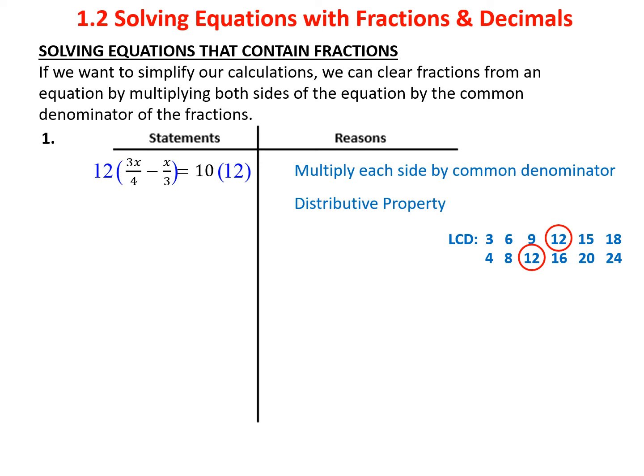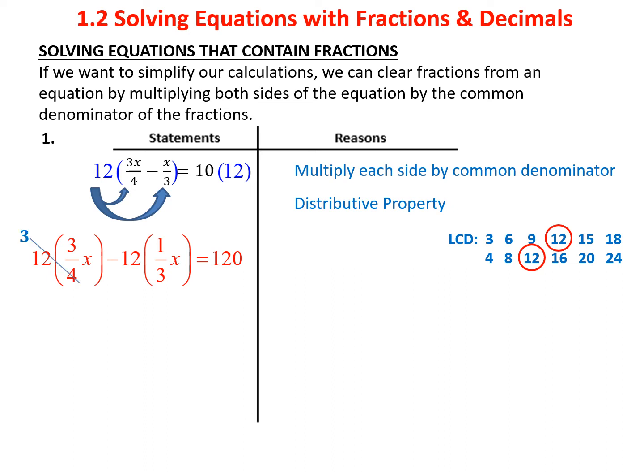So as you can see, I use the distributive property now, and I have 12 times 3/4 x minus 12 times 1/3 x. Notice that I've written the 3x over 4 as 3/4 x, and the x over 3 as 1/3 x. I also took the minus sign and put it outside here, but as long as it's in there, it's okay.